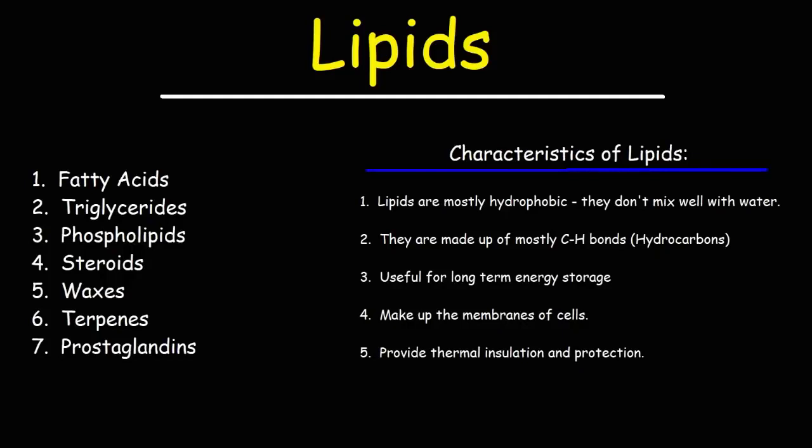In this video, we're going to focus on lipids. So lipids would be the fats and oils that you've seen in everyday life. These include fatty acids, triglycerides, phospholipids, steroids, waxes, terpenes, prostaglandins, and things like that.